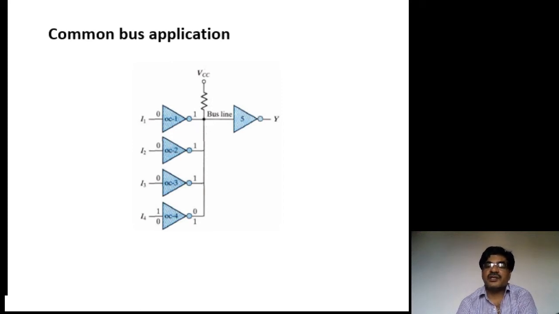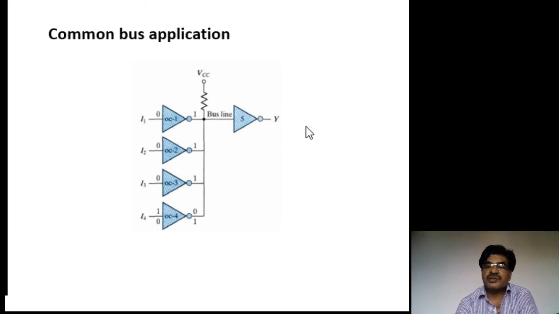Initially assume all the inputs are zeros, so the outputs of the first level NOT gates are 1. All are at 1, which means the AND gate output is 1. So on the bus line we have logic value 1. Hence the output of the 5th gate is logic 0.